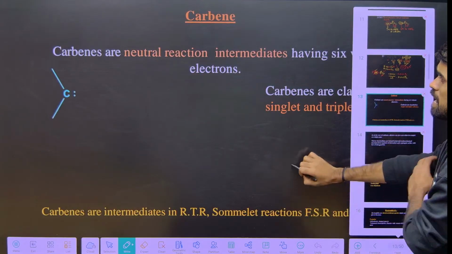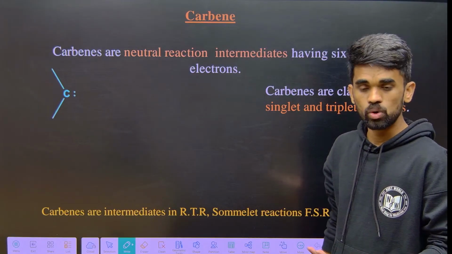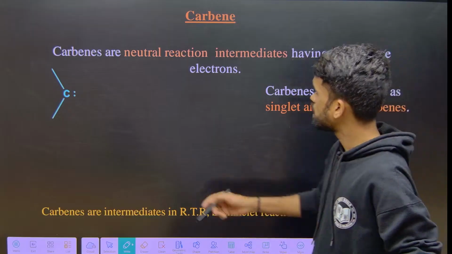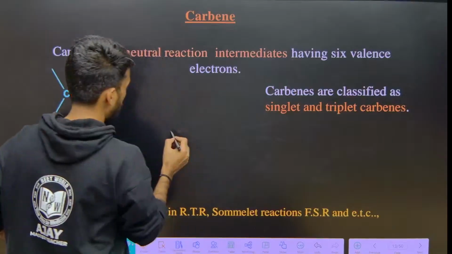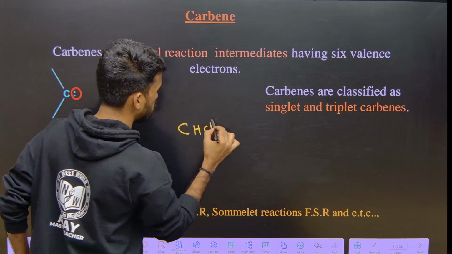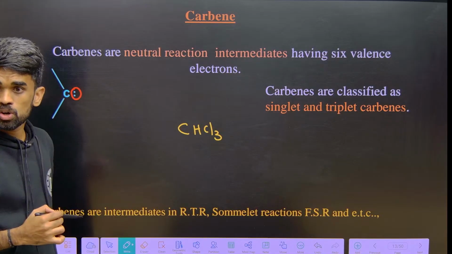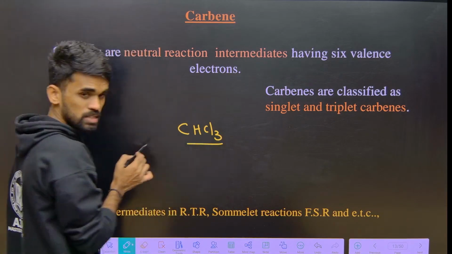we have something called carbenes. Carbene is also a reactive intermediate, a fourth intermediate. For example, I am taking CHCl3. What is the name of this compound? Chloroform. You might be aware of this, chloroform.